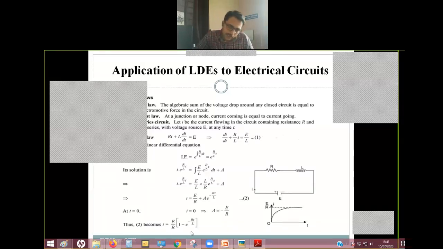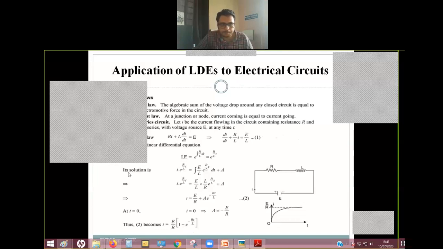Now if I say resistance is 10 kilo ohm, and L is, let's say, 5 Henry, and E is 10 volt. Then can you solve by putting the values directly in this solution? So it will be very easy to solve the example, na?